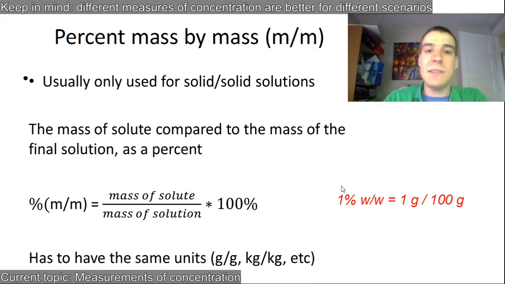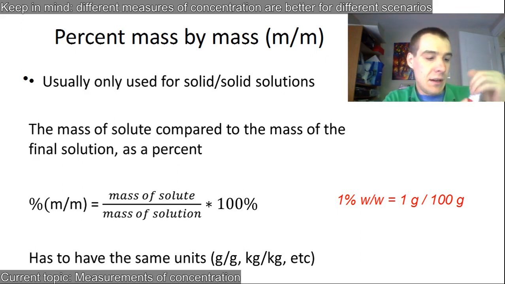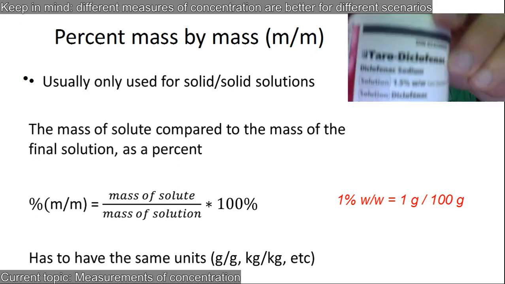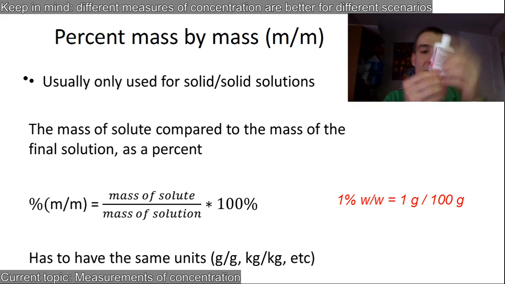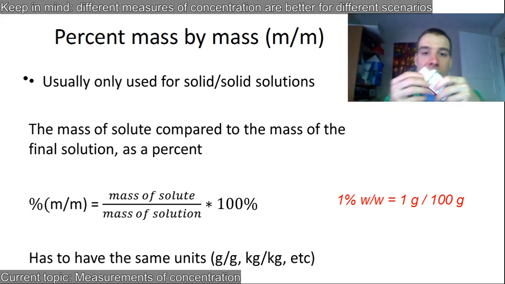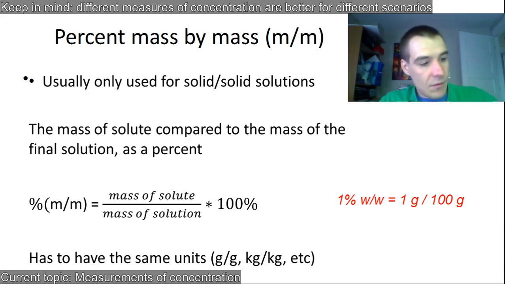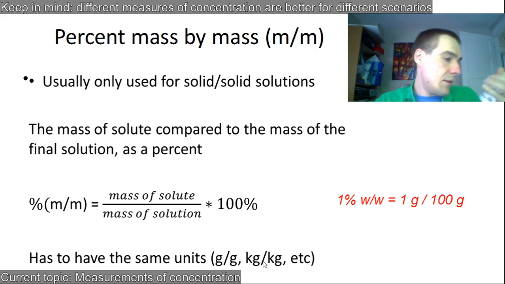Then there's mass per mass. It's usually used for solid-solid, but it can be used for other things. For example, this one here, this 1.5% is actually weight by weight. You can actually see it, weight over weight, 1.5%. Because this is a cream, and you don't really measure the volume of a cream so much, so it's more important to talk about the weight. Mass per mass is usually grams per grams, kilograms per kilograms, whatever. This one, I don't know, probably milligrams or something like that.